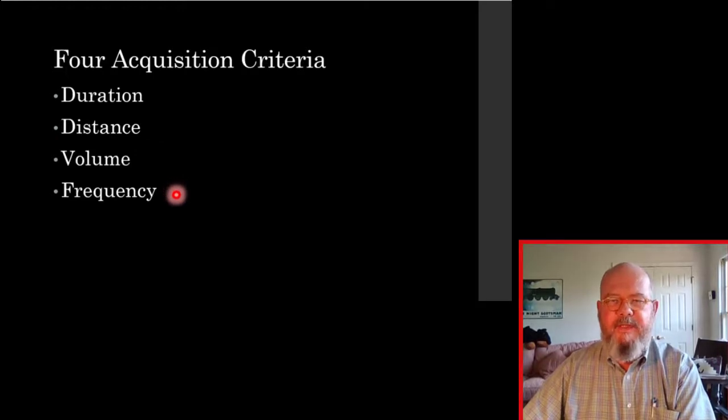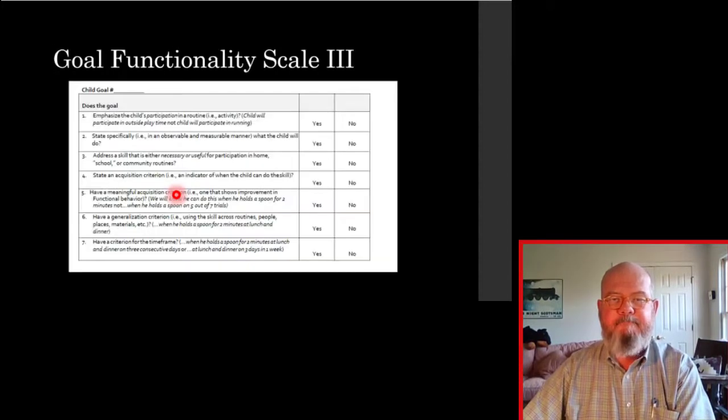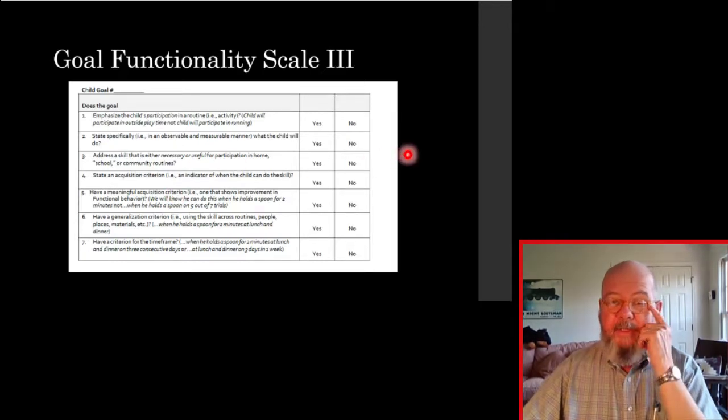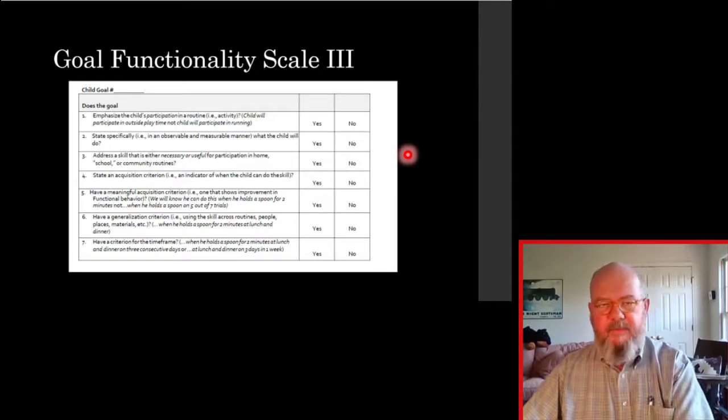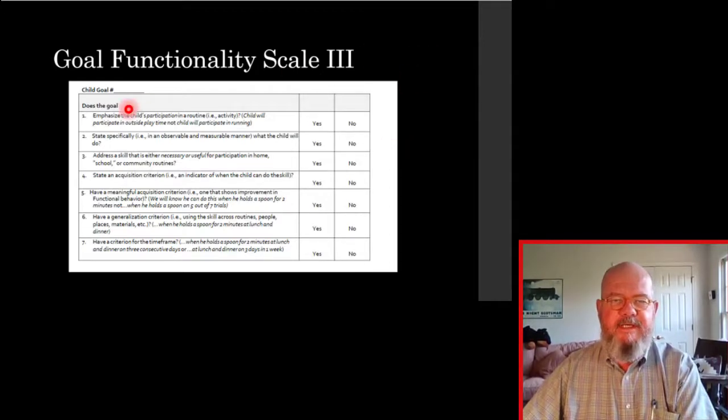Frequency is the number of times that something happens, and this is very common for communication goals, as I said earlier. The goal functionality scale is included in your packet of readings for this class, and you will see that the 7 steps of the goal functionality scale 3 match the 7 steps of writing a functional participation-based goal.